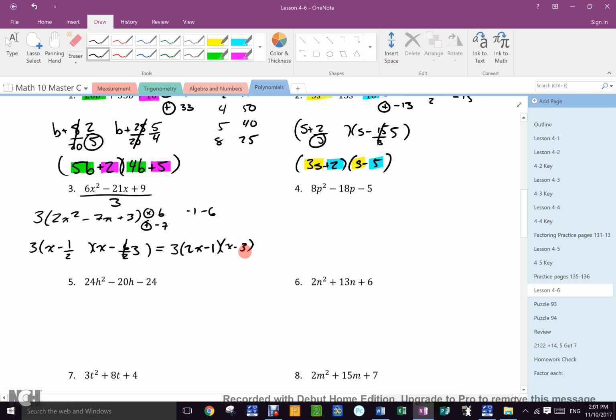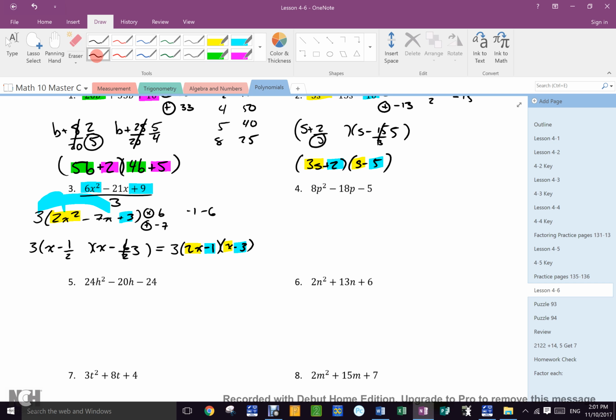Then do we check? Is 2x times x 2x squared? Yes. Is negative 1 times negative 3 positive 3? Yes. Is 3 times 2 6? Yes. Is 3 times 3 9? Yes. And we're good. Mind blown.